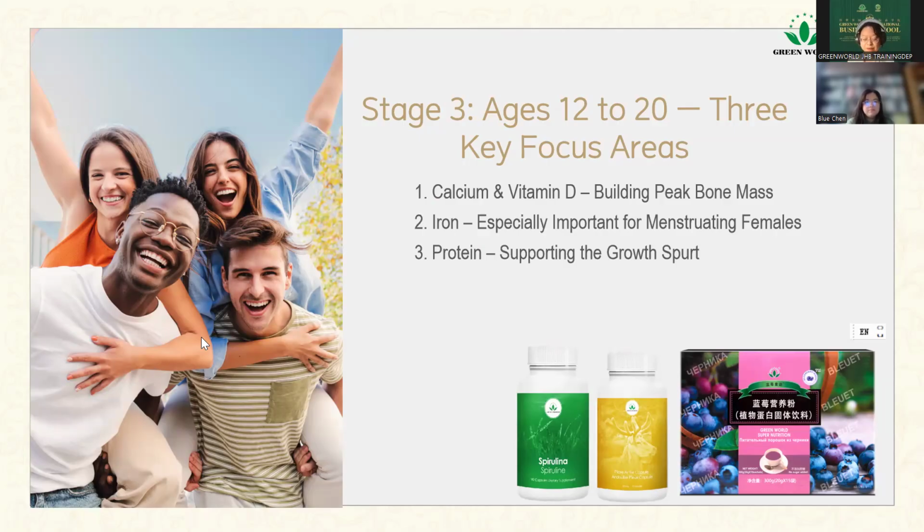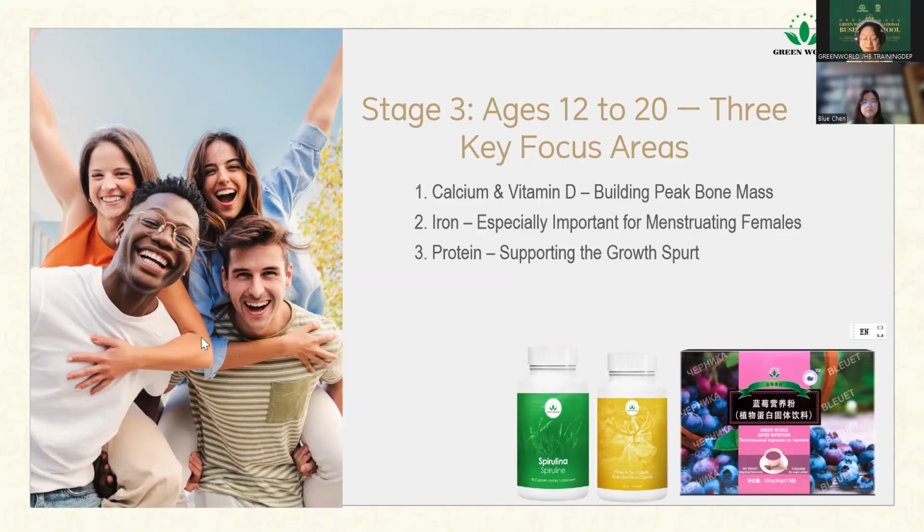Approximately 90% of peak bone mass is achieved by age 18 in females and age 20 in males. This makes adolescence a critical window for preventing osteoporosis later in life. Calcium sources, you can go for milk, yogurt, cheese, fortified plant milks, tofu, kale, broccoli. Vitamin D sources: sunlight, fatty fish, fortified milk, and supplements.